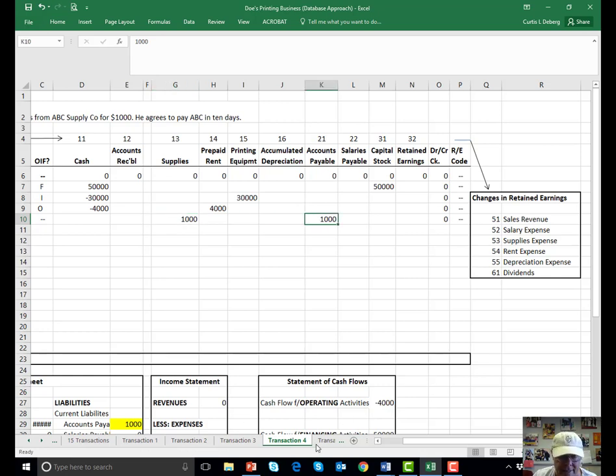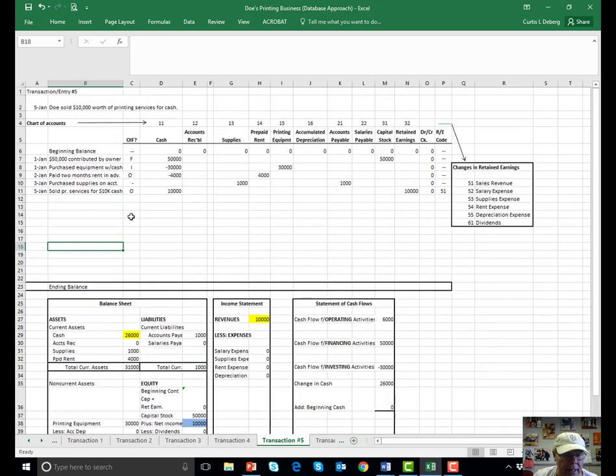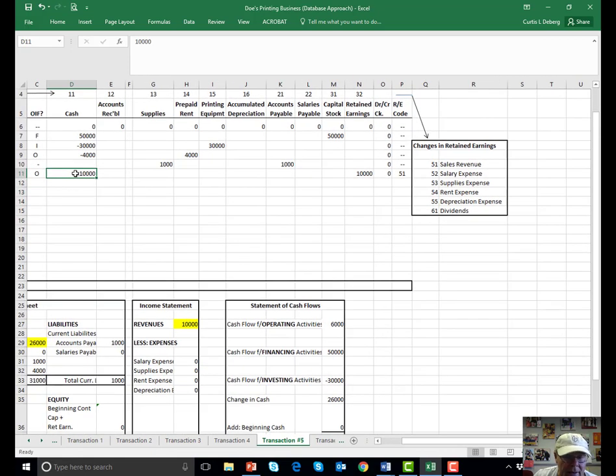All right. Next transaction, we would actually increase cash by 10,000 and increase retained earnings. And that's account 51. That's revenue, folks. Capital stock is equity contributed. Retained earnings is equity earned and not yet distributed. So let's go ahead and put this under revenue. Increase cash, increase equity earned. And now check this out.